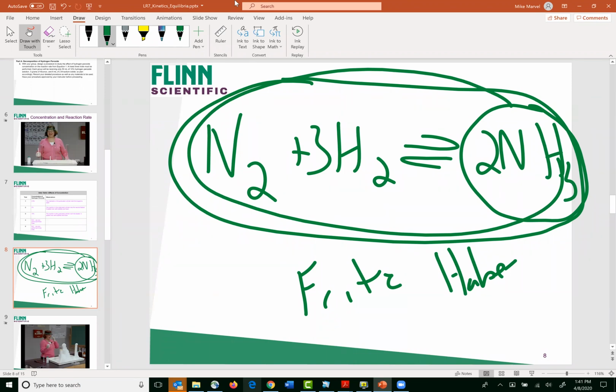Why do equilibrium reactions have two arrows? Oh, that's a good question. Yeah.